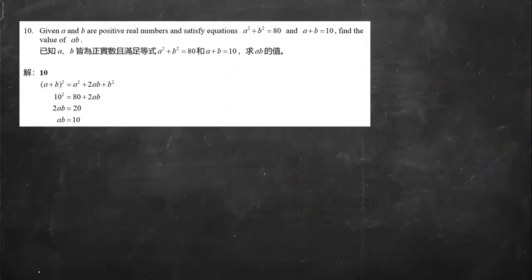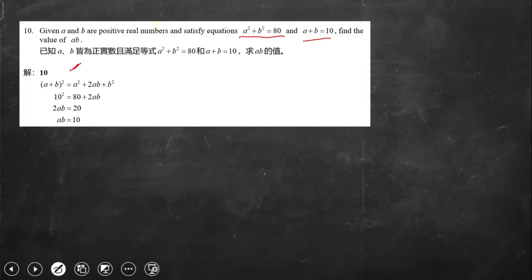Number 10. Given a and b are positive real numbers and satisfy the equations, this and this, find the value of a, b. So we know that a plus b, the quantity squared, is here. It expands to this. So substituting a squared plus b squared with 80 from the given. That's how we got the second equation.